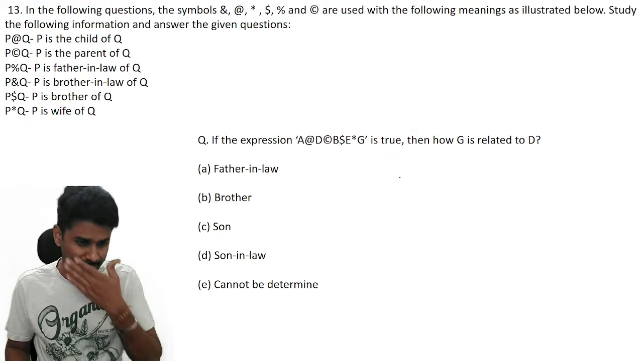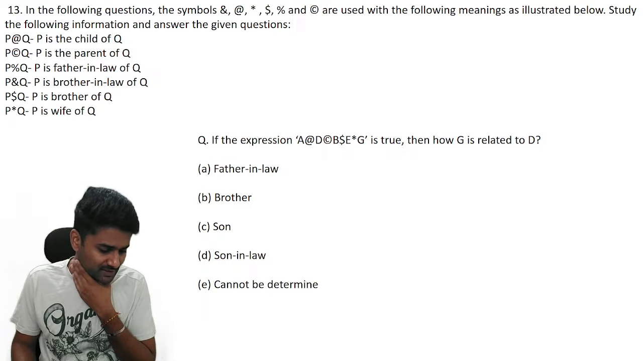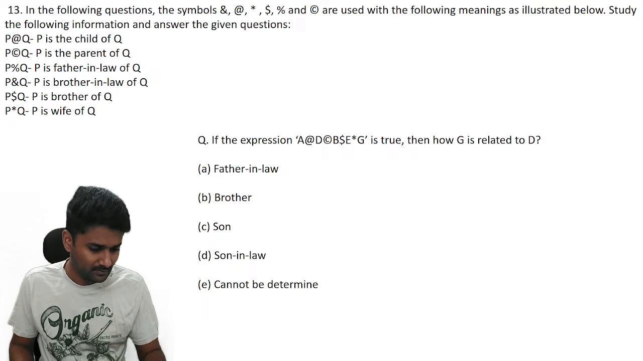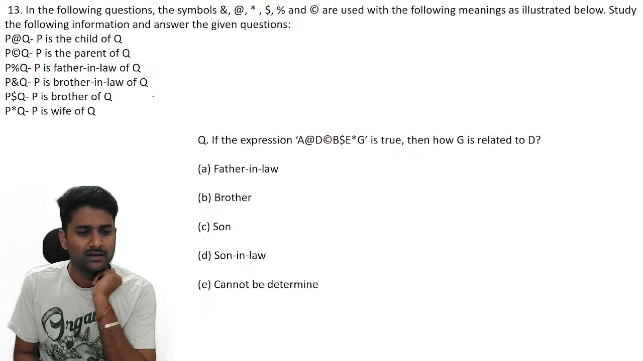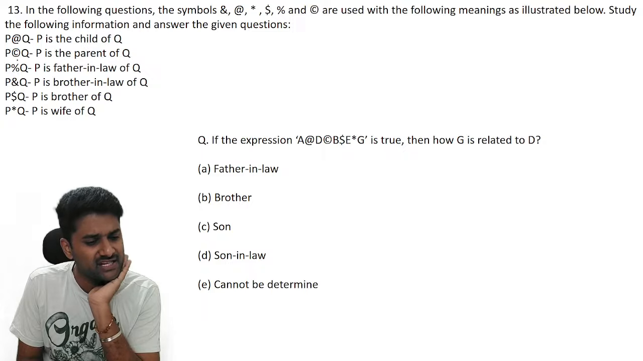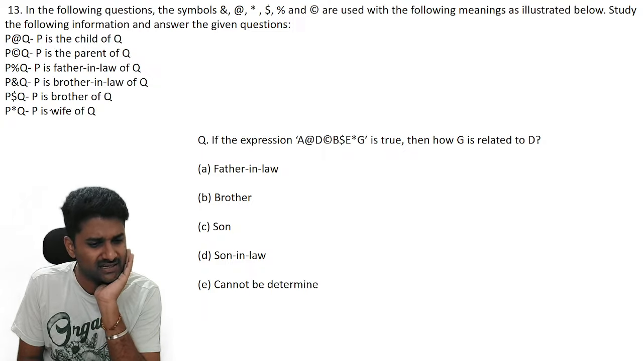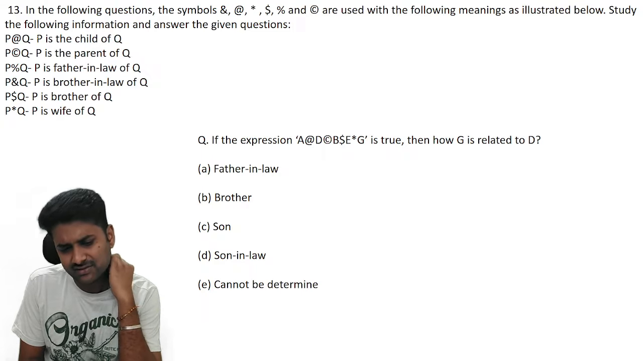Next, move on to the next one. It's all about the blood relation topic. Now see, here each and every symbol represents a relation and there is no need to remember anything. This may vary from question to question.